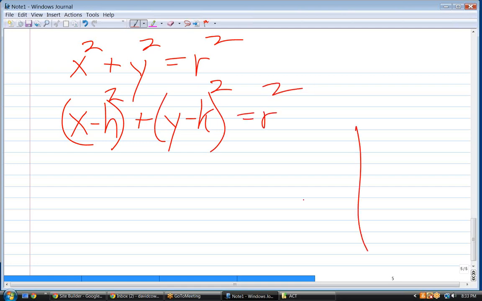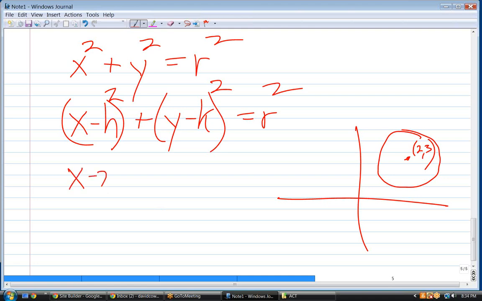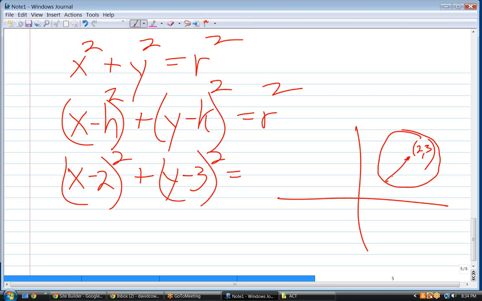In other words, if I have my circle up here, not at the origin, but at a point 2, 3, then my equation is going to be x minus 2, the x-coordinate, plus y minus 3, the y-coordinate, still squared, and if the radius of that were 4, it would be 16.